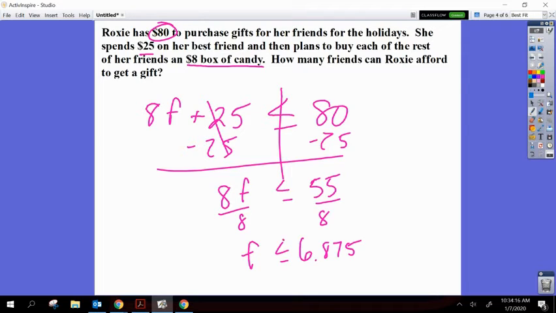Now she's just short of getting 7 friends worth. So the number of friends has to be less than or equal to 6. Well, we would tend to round this up. Unfortunately, she can't get 7. So she can buy 4 up to 6. But she can't buy more than 6 friends. So she can get up to 6 friends an $8 box of candy.